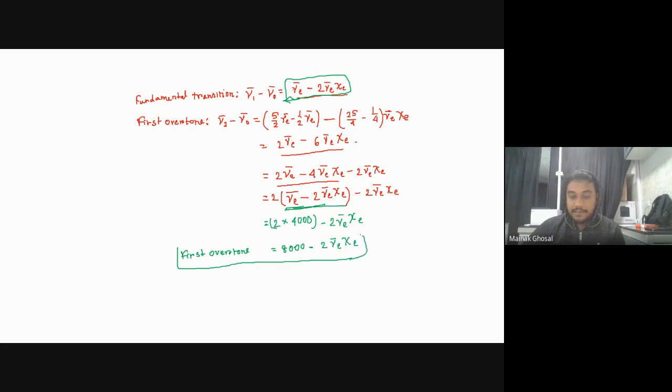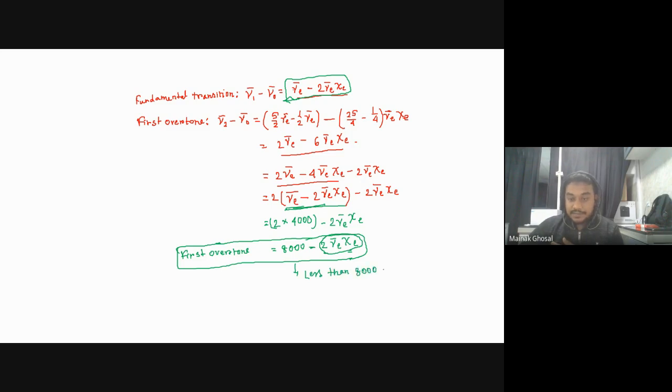Now you can see this nu e bar, which is the vibrational frequency, cannot be negative. Your chi e, which is the anharmonicity constant, also cannot be negative. These two terms are always positive. So there is a term 2 chi e nu e which will be subtracted from 8000. So the first overtone frequency will always be lower than 8000. Do you understand that? Yes, sir. Energy will be less than 8000.